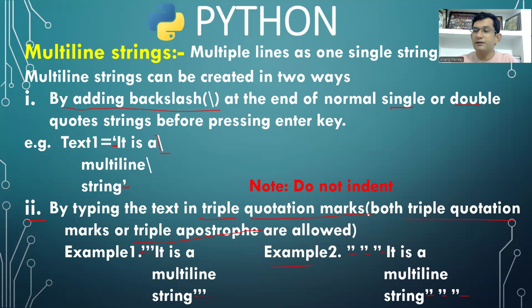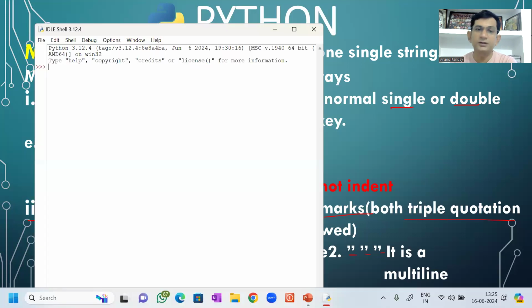So we use triple quotes when we want to create multi-line strings. So this is another method. Let me show you both examples. I am going to create the multi-line string both ways in the IDE. Let me show you in the IDE.